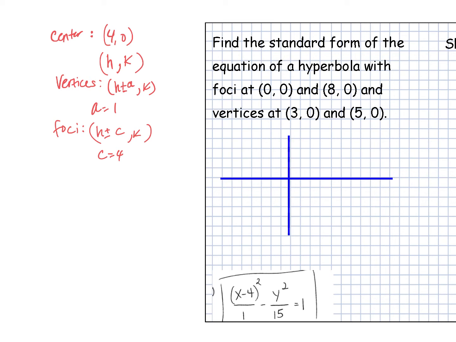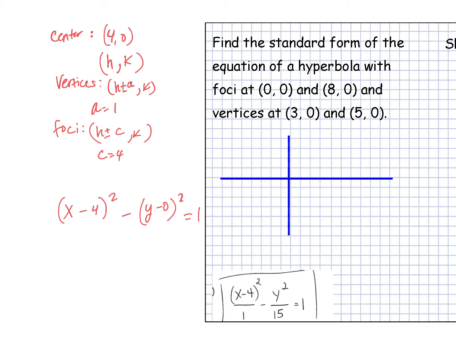Okay. What I can kind of visualize, continuing to wrap my head around this, is that if I have my center and I see that my vertices and my foci are heading off in horizontal directions, then I know my transverse axis is horizontal. I could start sketching. So that tells me my x term comes first, x minus h. So x minus 4 squared minus, by definition, y minus 0 squared. So I'm just starting to put together my standard form.